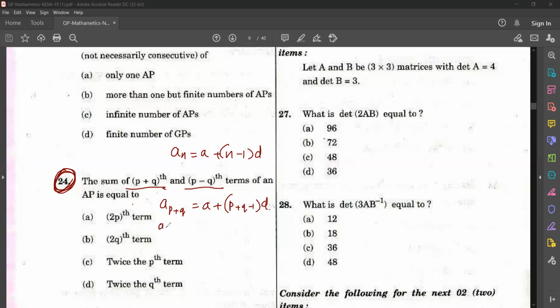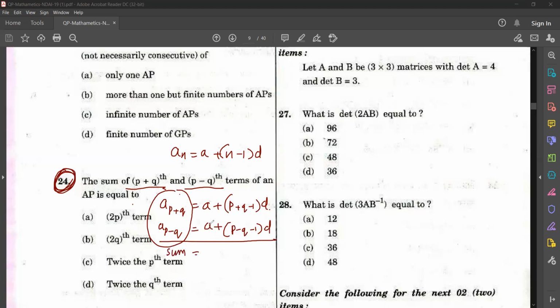Then the p minus q-th term. What is the p minus q-th term? A plus p minus q minus 1 into d. See, sum of p plus q-th term and p minus q-th term. So p plus q-th term means a plus p plus q minus 1 into d. P minus q-th term means a plus p minus q minus 1 into d. Now what I need is the sum. Sum of this one I need, isn't it? Sum of p plus q-th term and p minus q-th term.